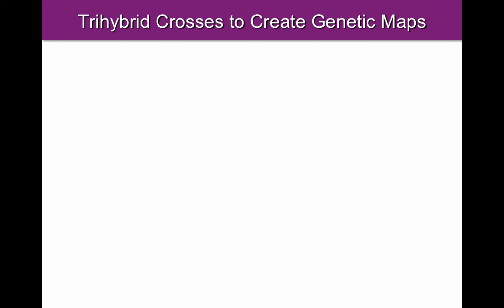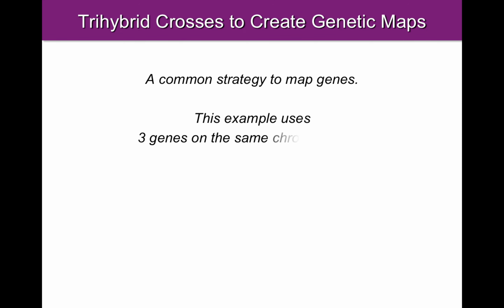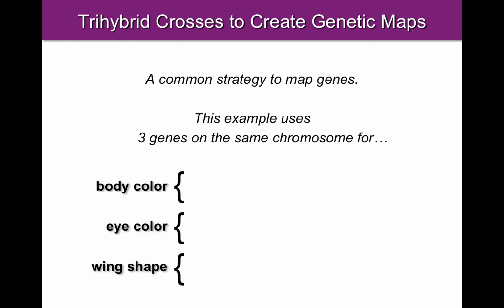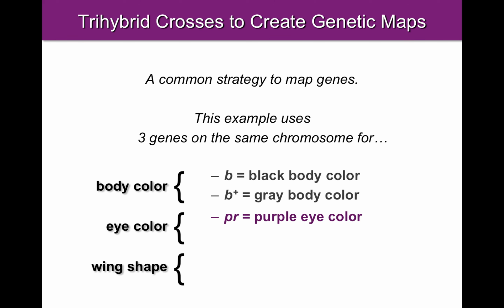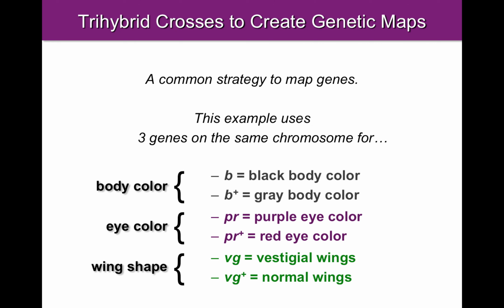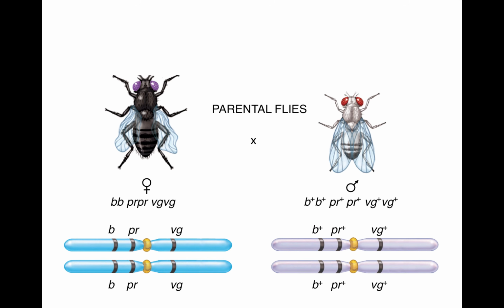Okay, now we need to be able to order genes along the chromosome and determine the distances between each of those genes, so that we can start to build up a genetic map by continuously adding different genes to a trihybrid cross. It's a very common strategy. This example uses 3 genes on the same chromosome for body color, eye color, and wing shape. For body color, the mutant is black and the wild type is gray. For eye color, the mutant is purple and the wild type is red. And for wing shape, vestigial is the mutant and normal, or long wings, is the wild type version.